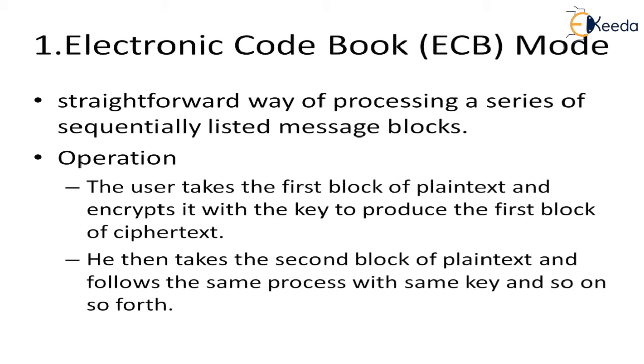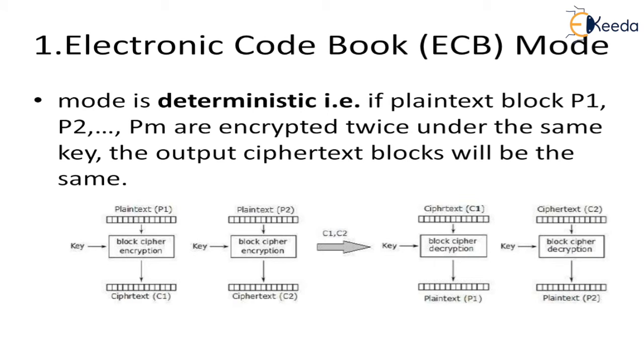The operation of this electronic code book involves the user taking the first block of the plain text and encrypting it with the key to produce the first block of ciphertext. Then he takes the second block of plain text and follows the same procedure with the same key, and so forth. So this electronic code book is said to be deterministic. That is, if the plain text blocks P1, P2 up to Pm are encrypted twice under the same key, the output ciphertext blocks will be the same.